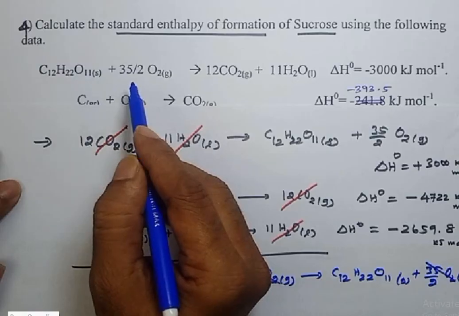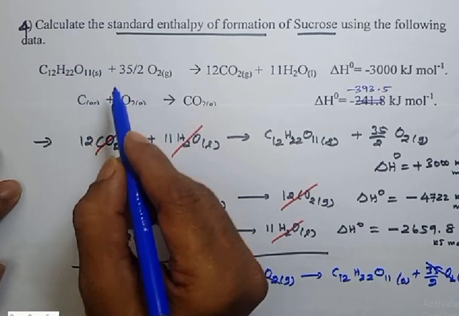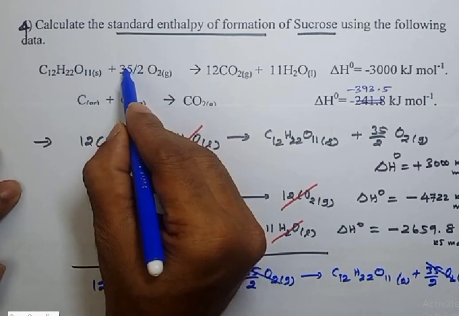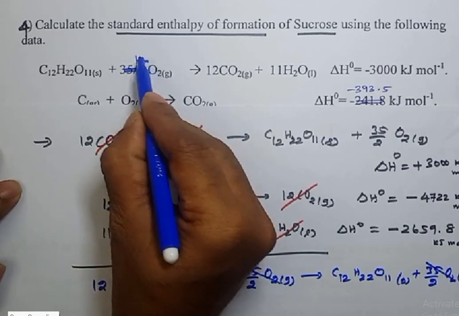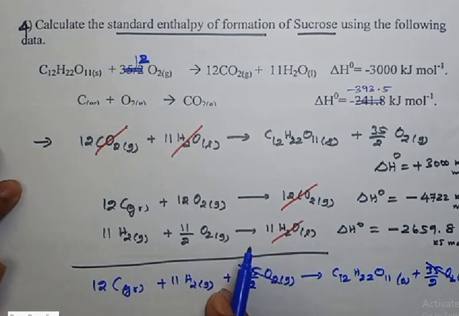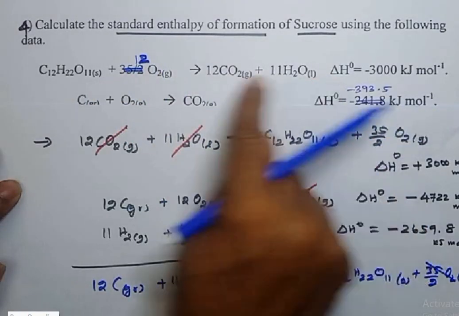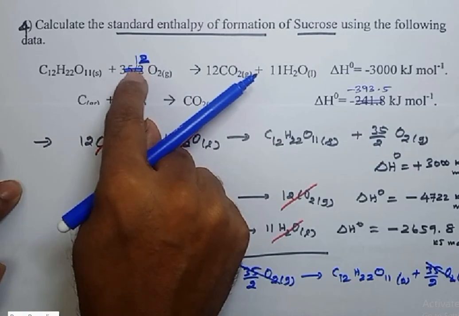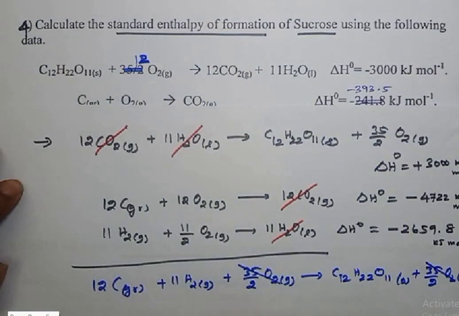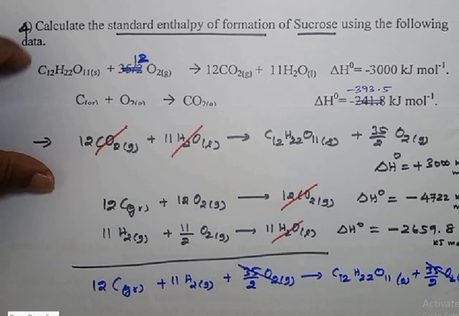So minus 11 will get 24. So we need only 24 here. So I'll put 12. This is the balanced equation. In the given data, this amount is wrong, so I'll put 12 O2. Now, I think now it will come back.